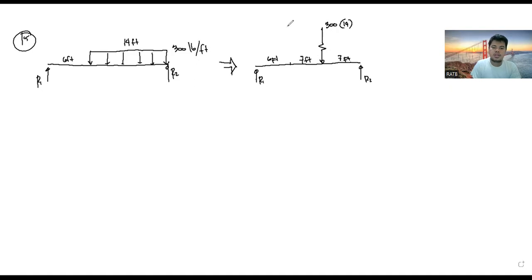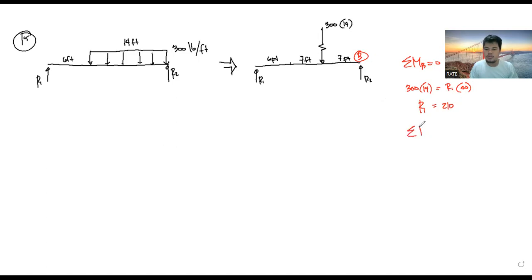If we sum up moments at point B, the summation of moments at B is equal to 0, so 300 times 14 is equal to R1 multiplied by 20. So R1 then is equal to 210.